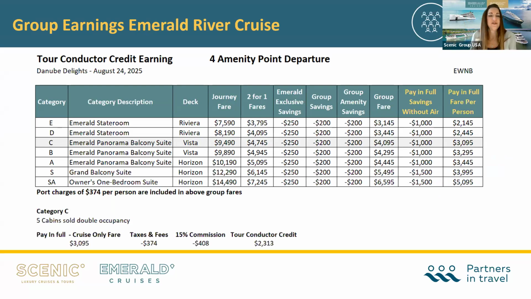And then you're going to see if there are any additional savings promotions going on. Your group savings is listed in this example. It's 200 group savings, and then this advisor chose to take the additional group amenities savings, which is another 200. So it lines it out column by column, and you can see exactly the end price is going to be there in that last column.